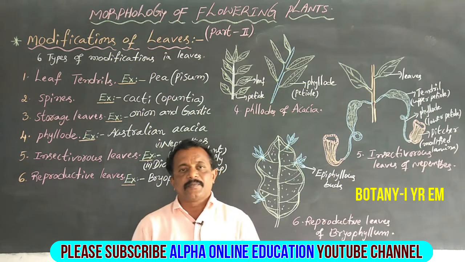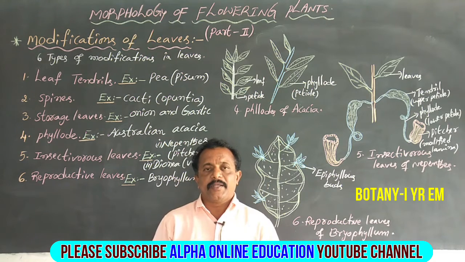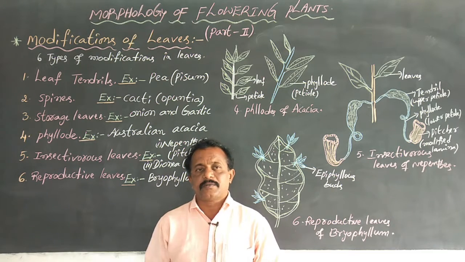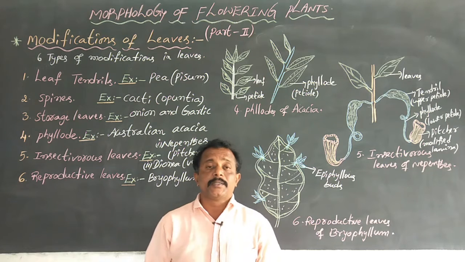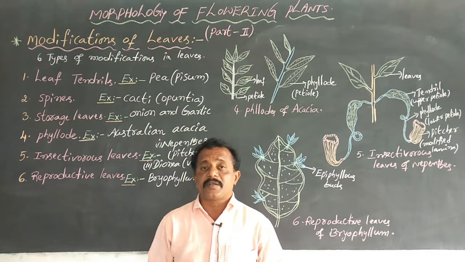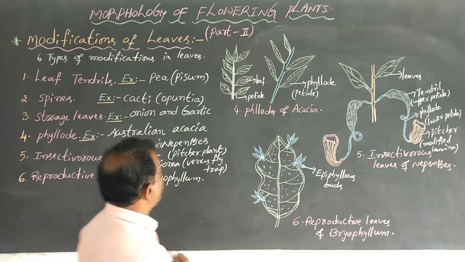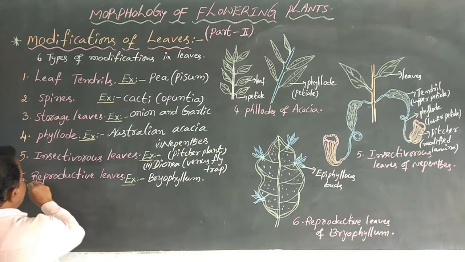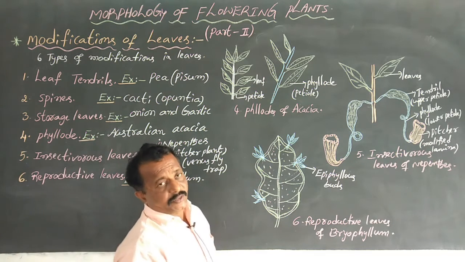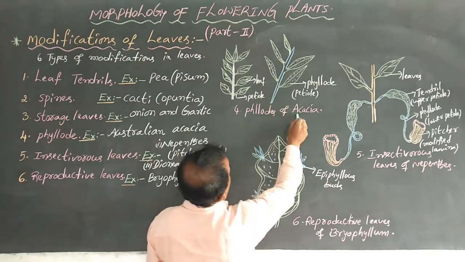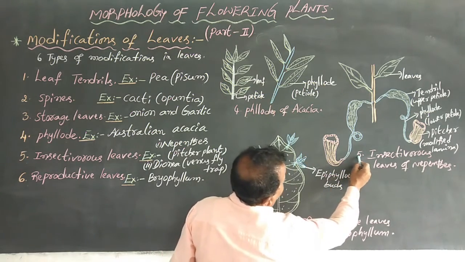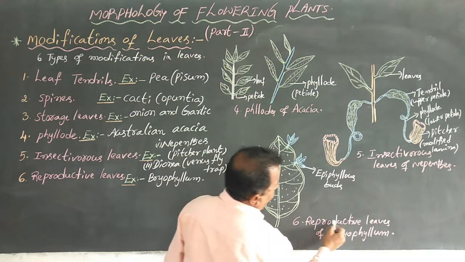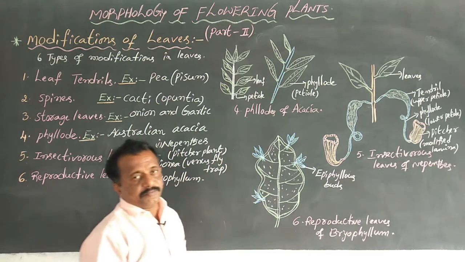Dear students, in the previous class we completed three modifications of leaves. Now let us discuss the remaining three modifications of leaves. The fourth one is phyllodes, the fifth is insectivorous leaves, and the sixth is decorative leaves. This is a phyllode of Acacia, this is an insectivorous leaf of Nepenthes, and this is a decorative leaf of Bryophyllum.